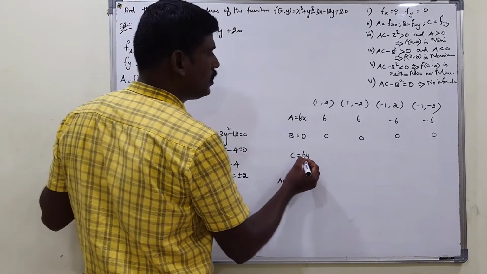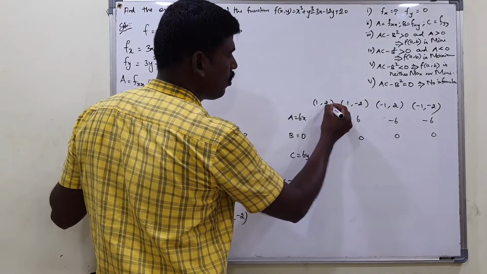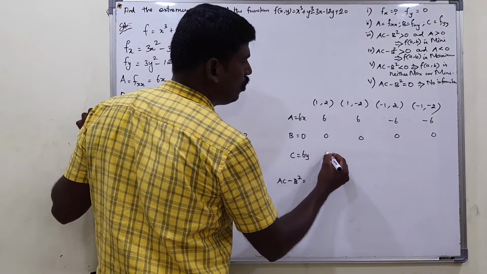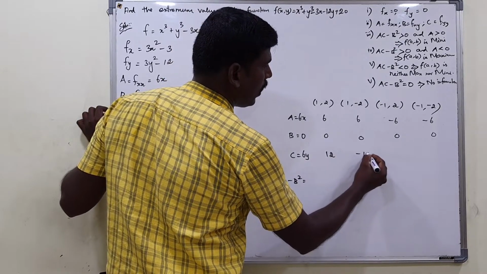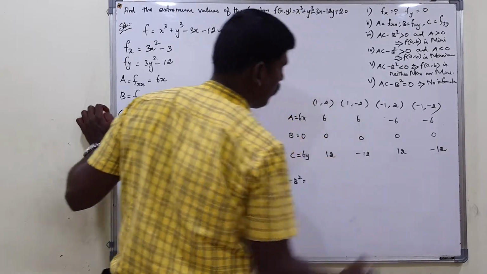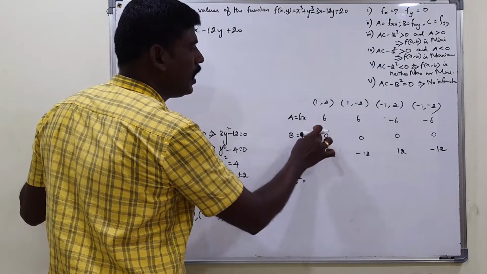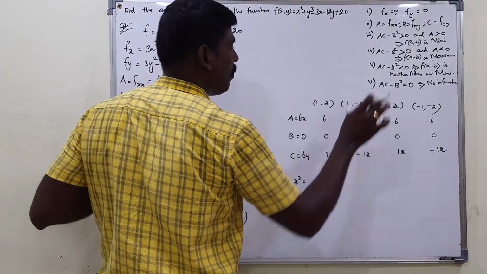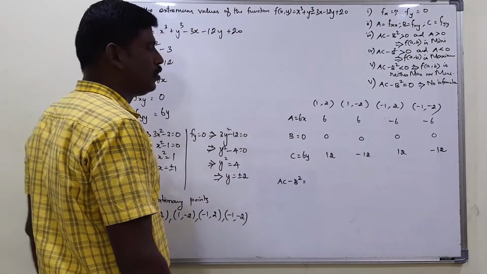What is C? 6y. So substitute the second coordinate, you can get the value of C. Here it is 2, 6 into 2, it is 12. Here it is minus 12. Here it is 12. Here it is minus 12. So these are all values of A, B, C at the point (1, 2). These are all the values of A, B, C at (1, -2). Similarly for the other 2 points also.